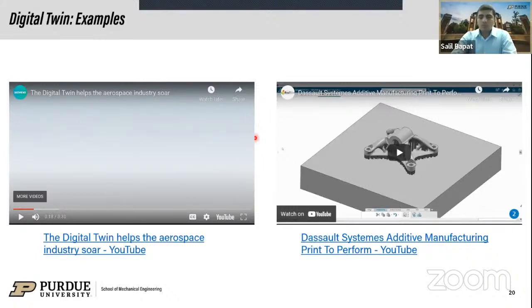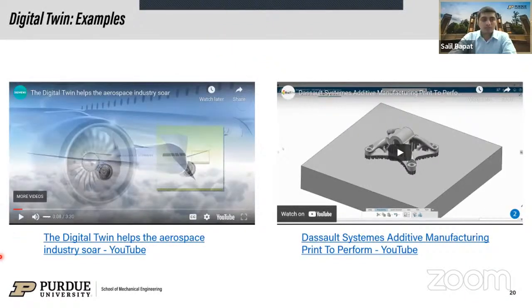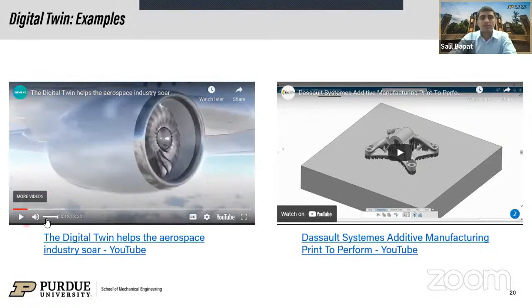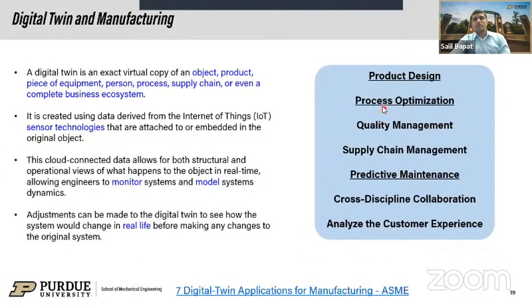So let's take a step back. Apologize for the technical challenge. But let's take a step back. What I was saying was that on a lab scale setting, a digital twin is used for process optimization, product design, and predictive maintenance.